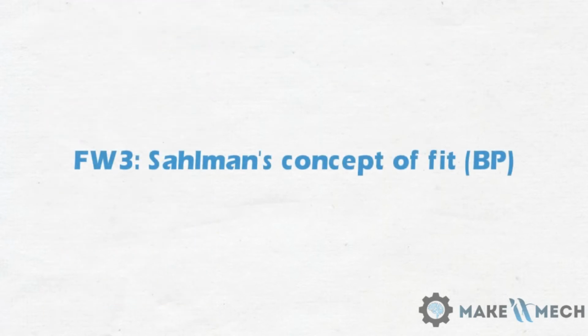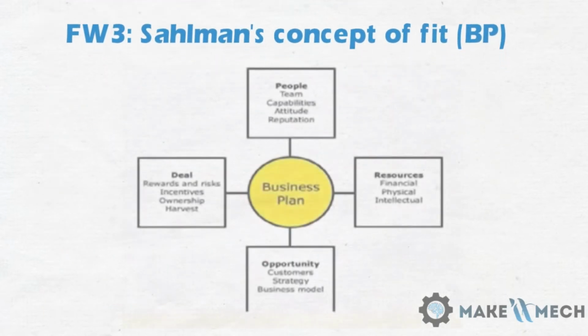Next, we have Salman's concept of fit, the business plan framework. It consists of four core categories that define your business plan, starting with people: team gathering, identifying capabilities, attitude and reputation. Then resources: financial, physical and intellectual, etc. Then we have opportunity recognition: targeted customer and strategy, and business model generation. The last one is deal. In deal, we have risks and rewards, incentives and ownership.